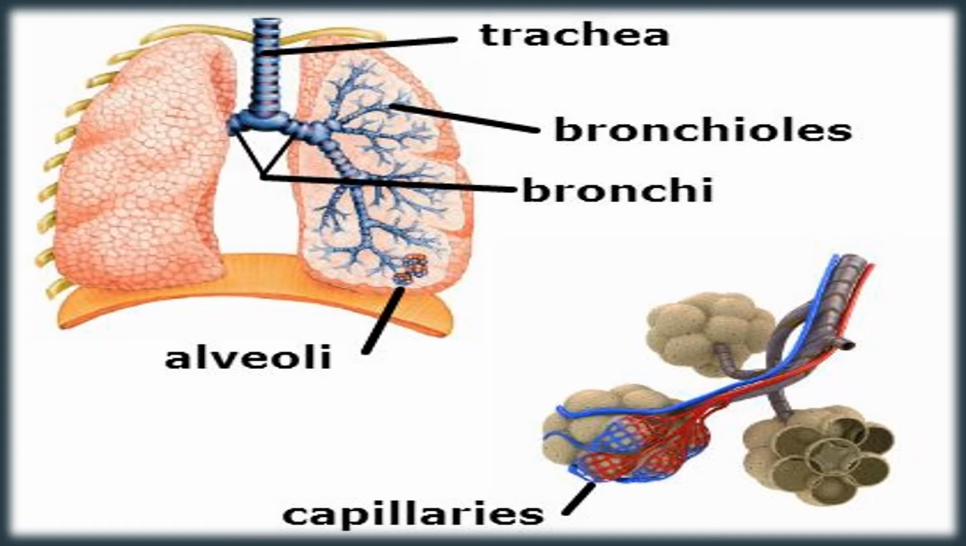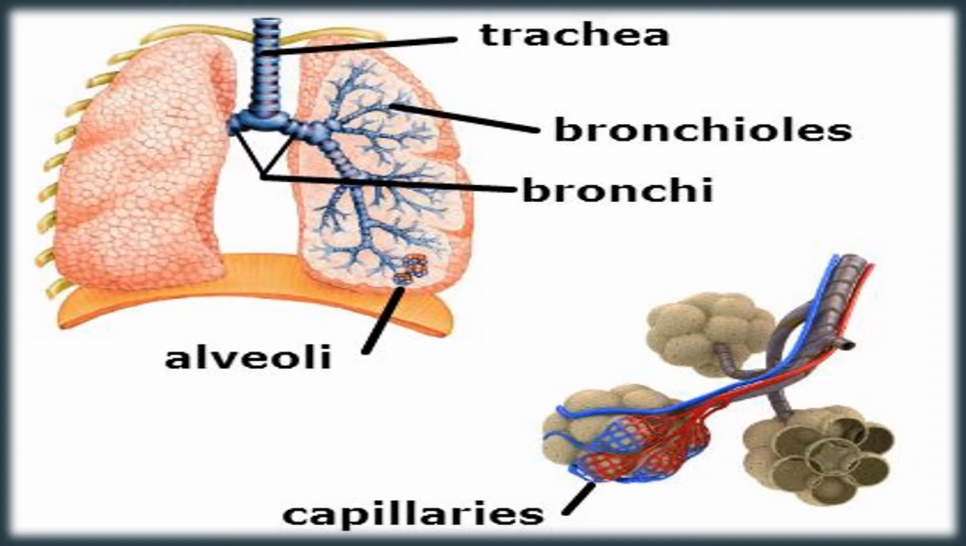Now let's look at the inside of our lungs. At the bottom of the trachea or windpipe, there are two large tubes. These tubes are called the main stem bronchi, and one heads left into the left lung while the other heads right into the right lung.